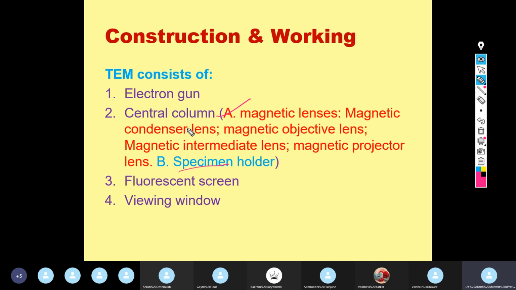And why is vacuum to be maintained? Because it keeps the electron beam in a straight path, right? So the magnetic lenses will nullify the deflection which otherwise can occur in the electron beam. Different types of magnetic lenses are there, and second is the specimen holder in the central column. Third is, as I stated, the fluorescent screen and the viewing window. These are the four major parts, as far as construction is concerned.